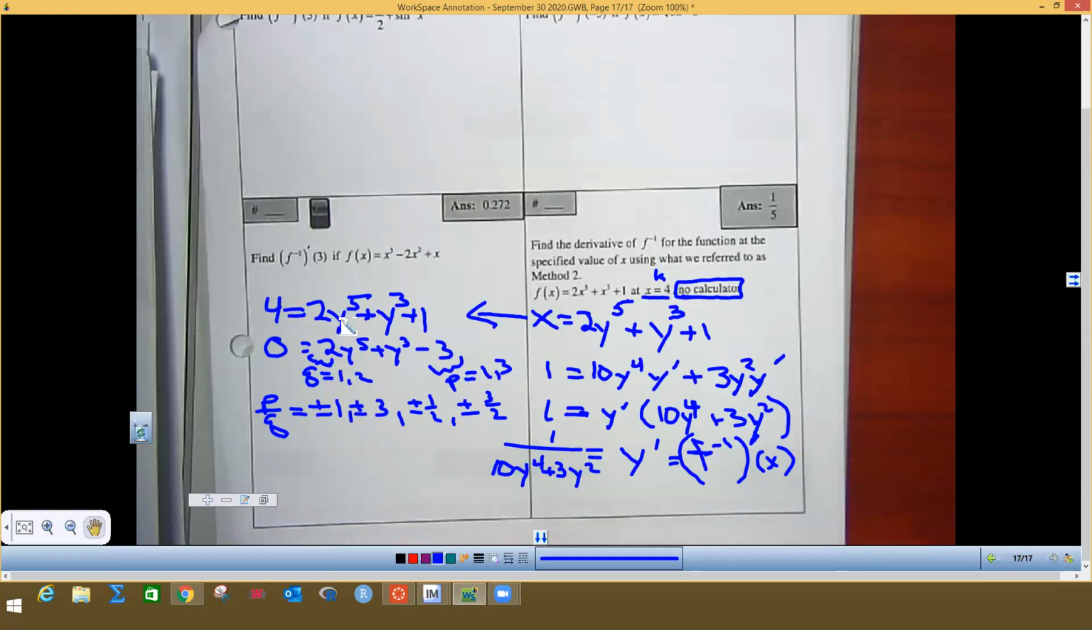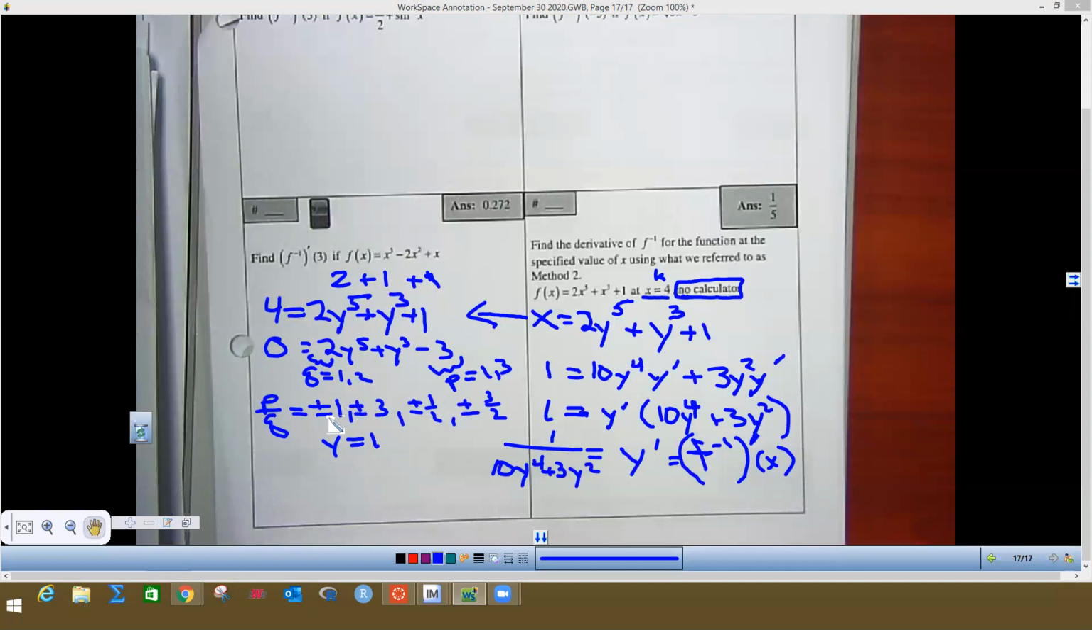If I plug 1 in here, 1 to the 5th is 1. 2 times 1 is 2. 1 to the 3rd is 1. And plus 1, does that equal 4? So that tells me y equals 1 is the answer I'm looking for. You see what I did there? Now the reason the p over q's help is I know that 2 won't work, so I wouldn't try 2.